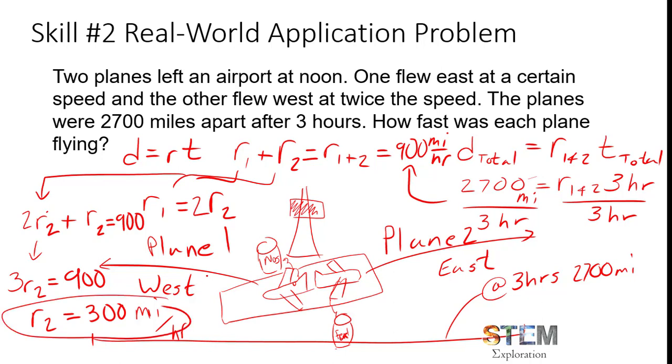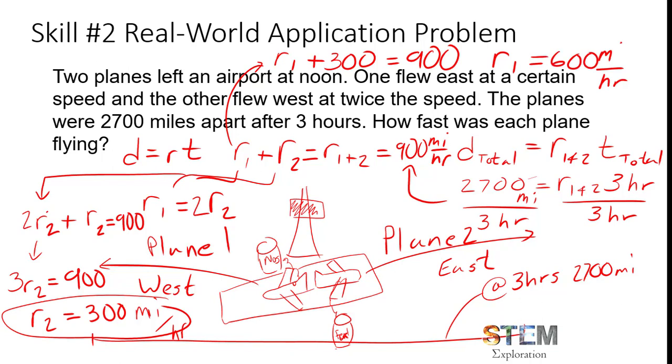And again, we could plug that into equation format and test that. We could plug that in up here, and if we know R2 is 300, R1 plus 300 is equal to 900. Do some simple operation with that and find that R1 is equal to 600 miles per hour. And so hopefully you can see some of that process and how I'm thinking that through.